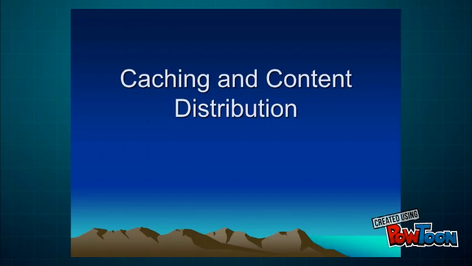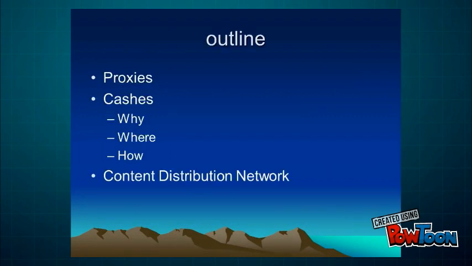In this video, we will go through caching and content distribution outlined in the course of Switching Systems Architecture. The outline includes introduction of proxies and caches, why we use cache, where to use it, and how we use it, and it concludes with content distribution network.